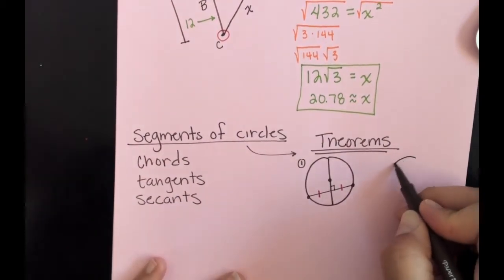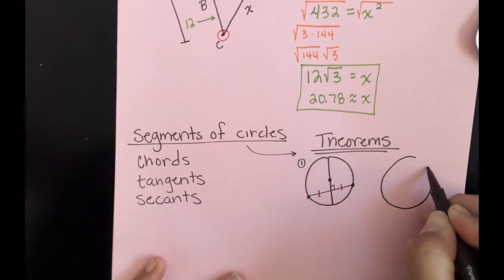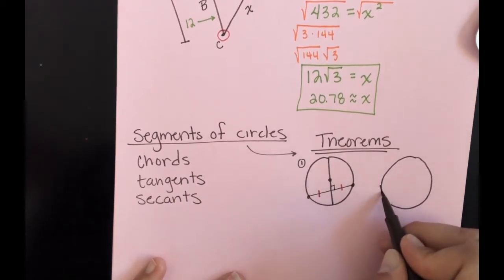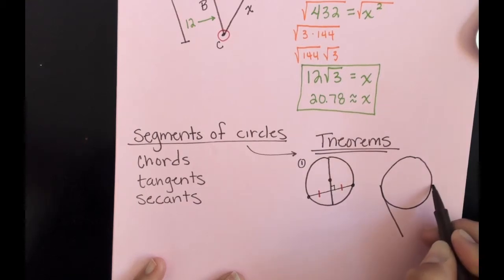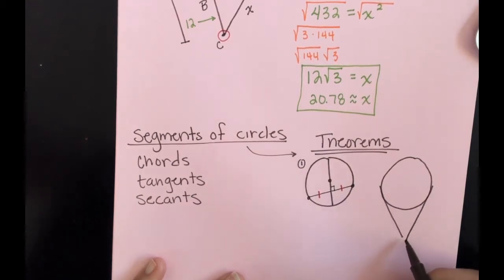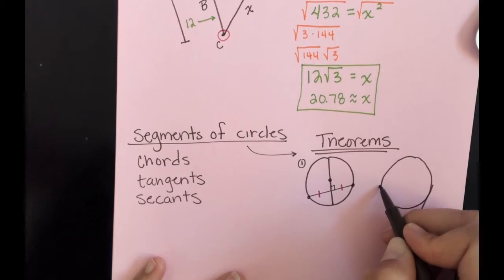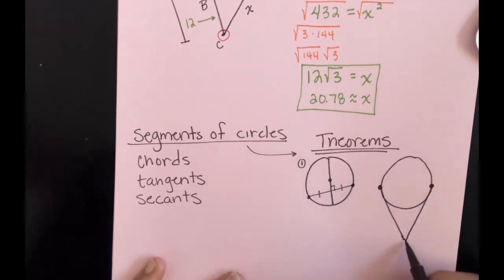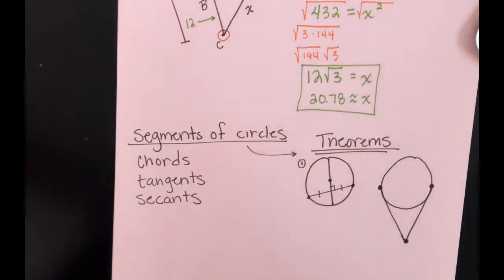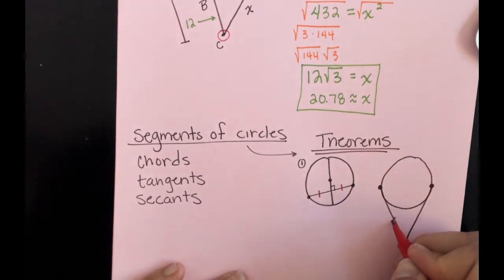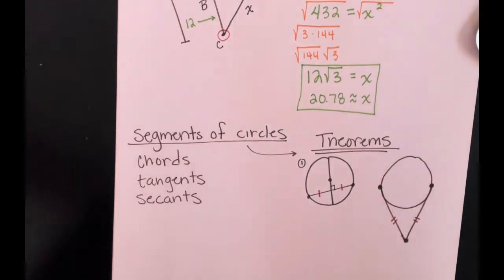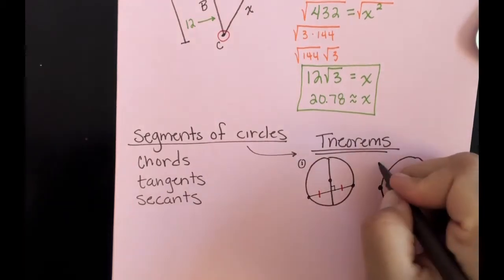We also right away talked about our two tangents that intersect outside our circle. And if they were both tangents, these guys would be equal.